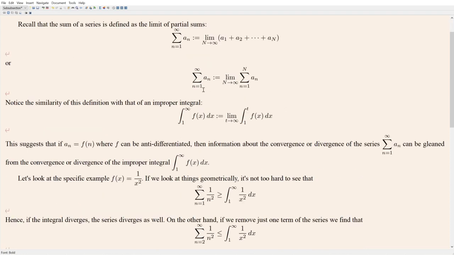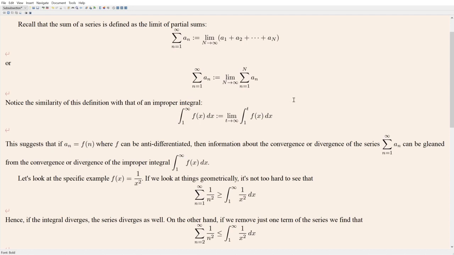Now notice this is very similar to the definition of an improper integral. So here we have a sum from 1 to infinity. Here we have an integral from 1 to infinity. And an integral is sort of like a sum. And we define this integral in very much the same way that we defined this dude, namely by taking a finite sum, or in this case a finite integral, and then taking the limit as the upper limit goes to infinity.